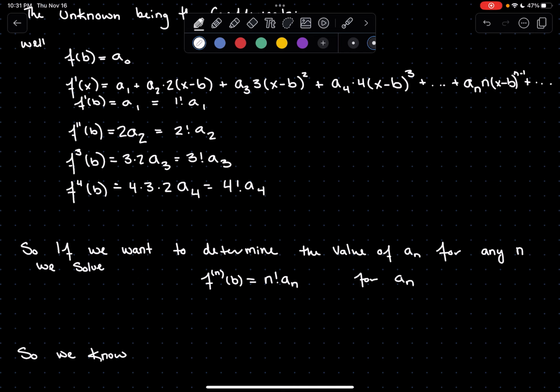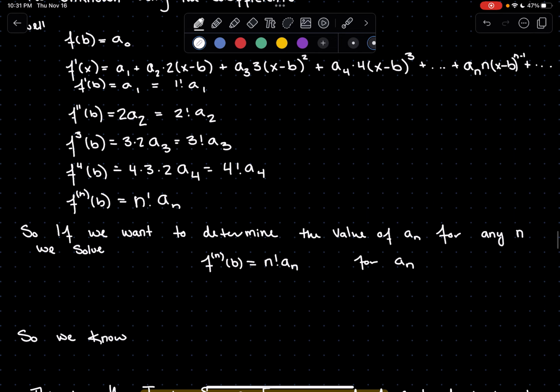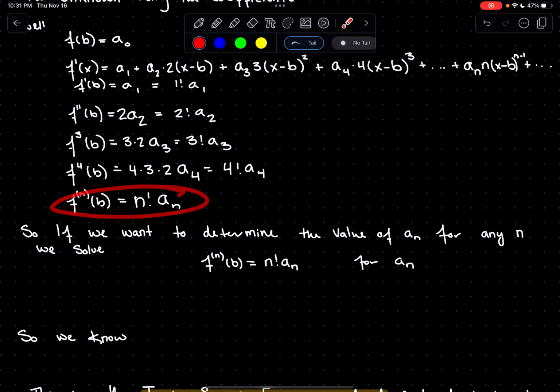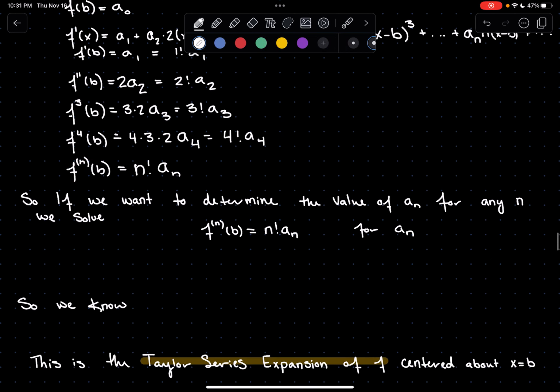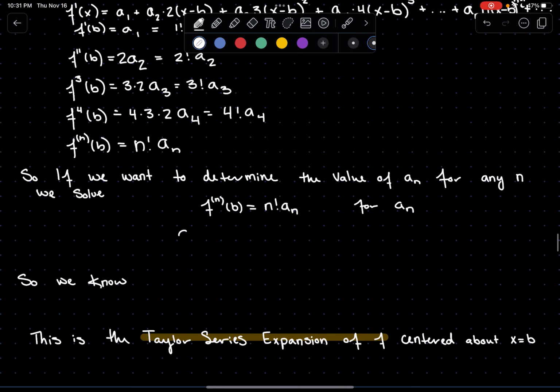And so what would the nth derivative value be? You can guess, and you would surely be right: n factorial times a sub n. So if we want to determine the value of a sub n for any n, we now have this formula. We can just solve for a sub n, and we get a sub n is equal to the nth derivative of f evaluated at b, divided by n factorial.